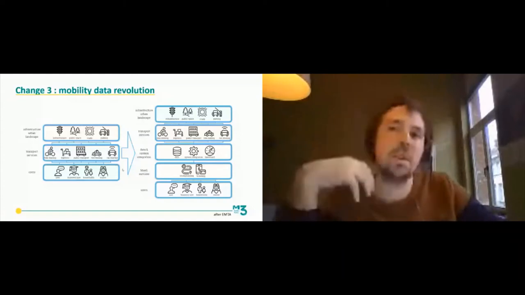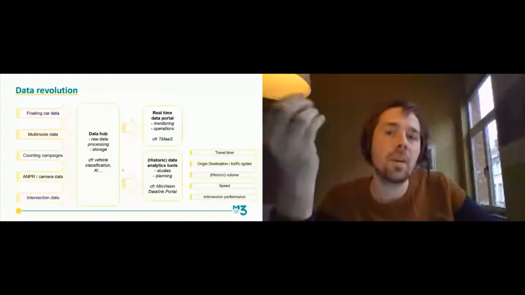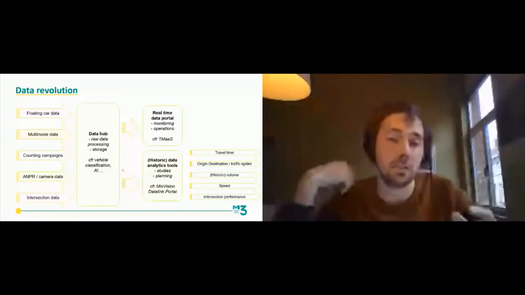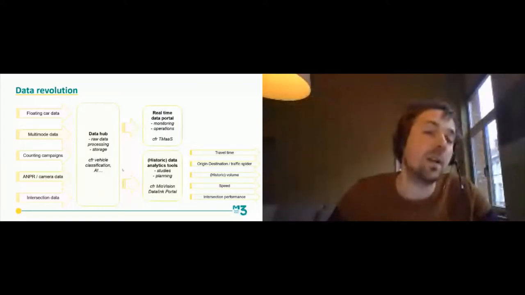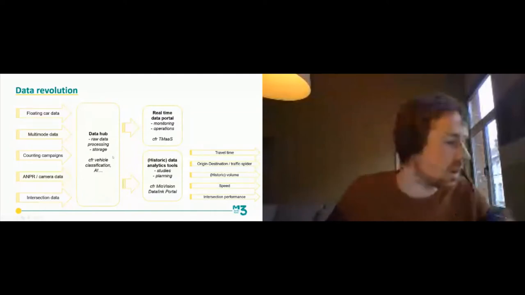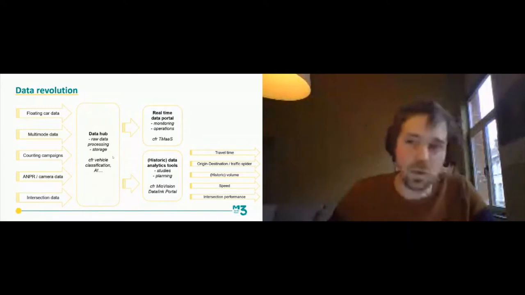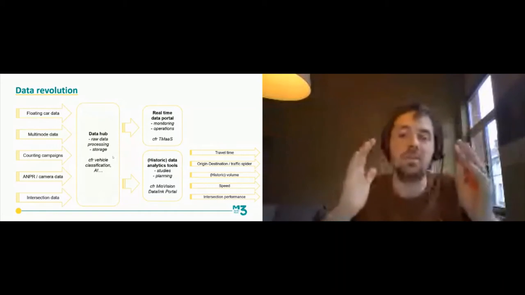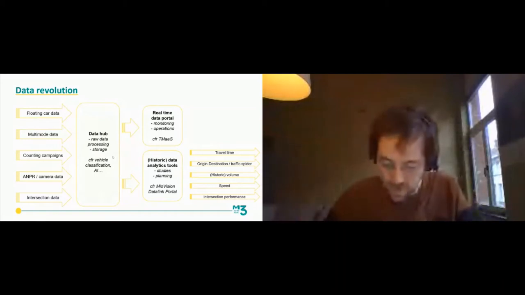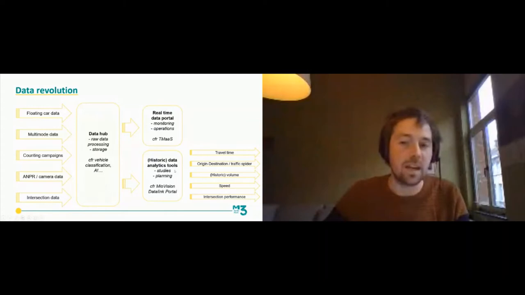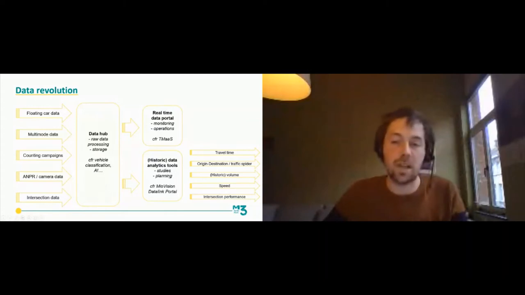And so what does it mean for traffic management for us? What we think is that we want to put in place a data hub that collects different sources of data, not only the counting campaigns as we did in the past, but also floating car data and multimodal data and camera data, into a central data hub. And therefore we launched now a major contract with an external mission. And so the most important thing is to know what is the output data from it. And so on the output data, we really need these historic data analytics tools for our studies and our planning.